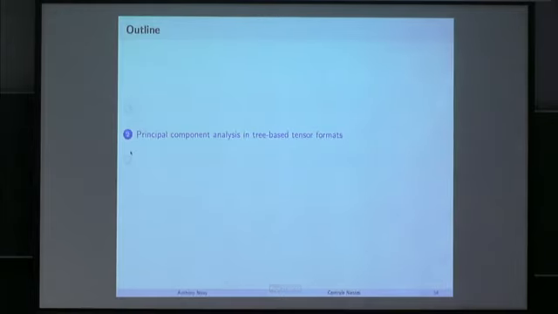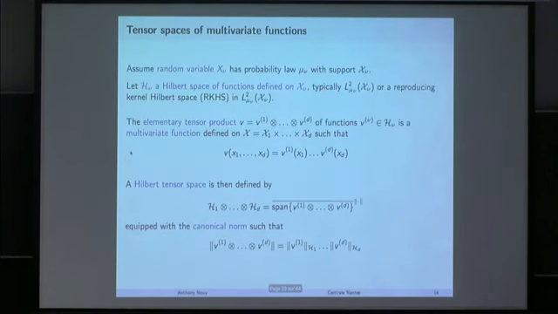Well, so now the algorithm I will present is based on an extension of principal component analysis to this multivariate function setting. So assume that the variable x nu, this random variable, has a probability law mu nu with a certain support, which is here, and let h nu be a Hilbert space of functions defined on this. Okay, so typically think about L2 functions defined on this set, equipped with the probability measure mu nu. But you can also think about reproducing kernel Hilbert spaces in L2.